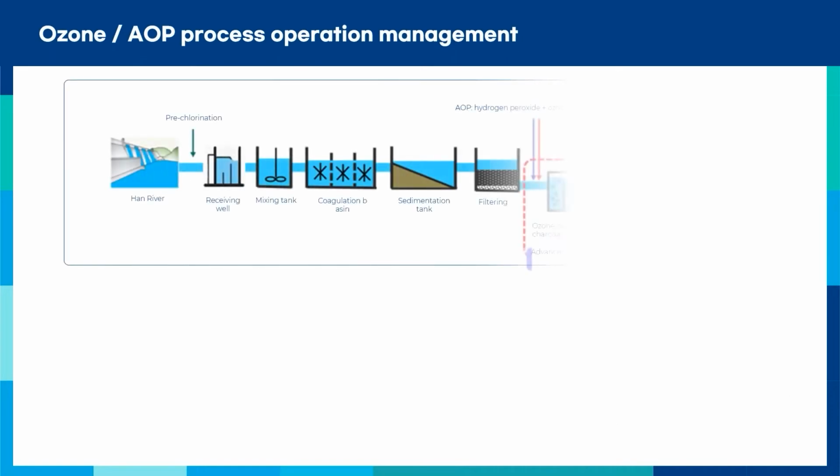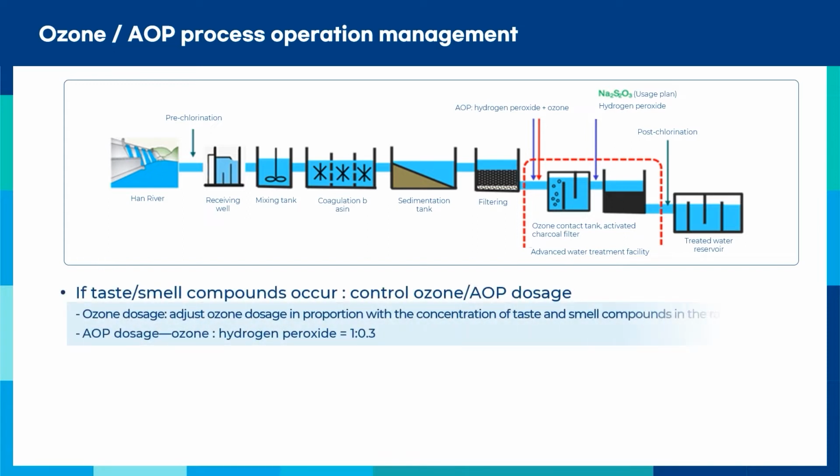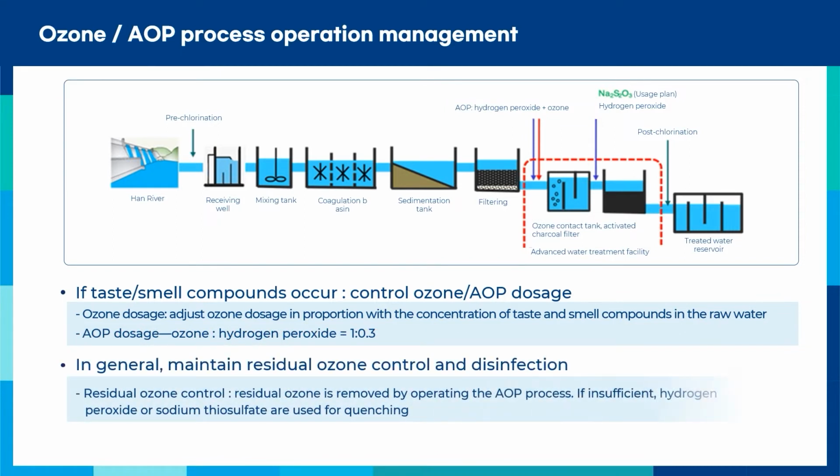There are 2 methods to control the ozone injection rate in the actual water purification plant: the ozone injection amount control method and the residual ozone control method. Ozone injection amount control is a method of adjusting the ozone injection rate in proportion to the concentration of taste and odor substances in raw water when taste and odor substances are generated. In case of AOP operation, the ideal hydrogen peroxide injection amount is 1/3 of the ozone injection.